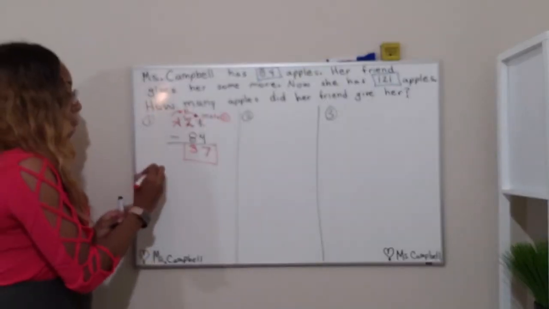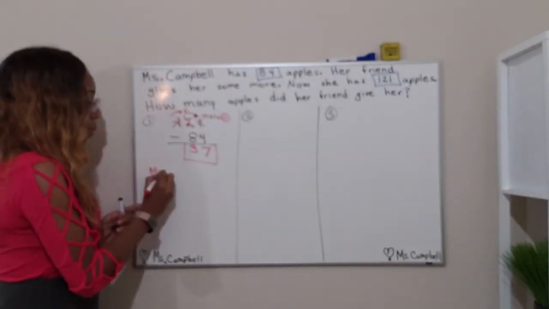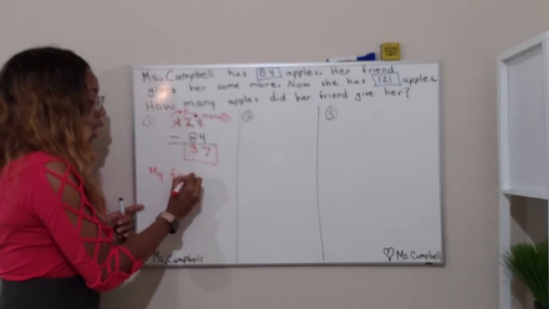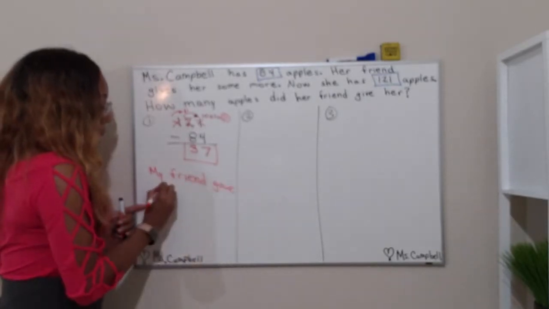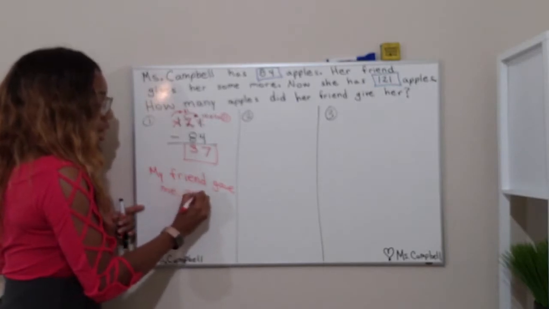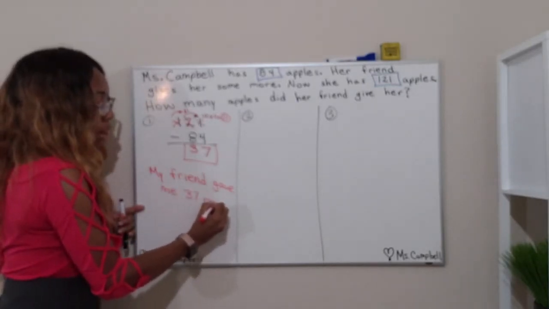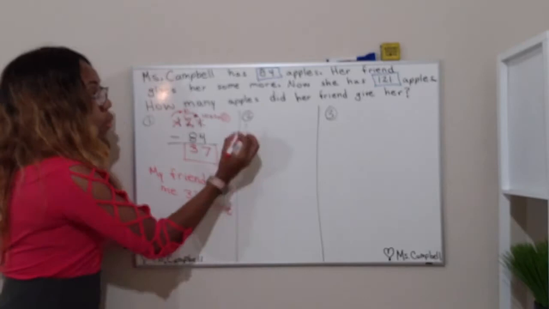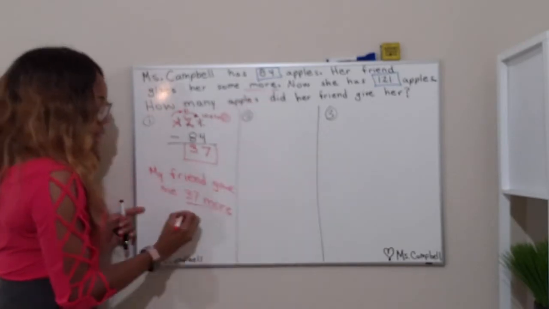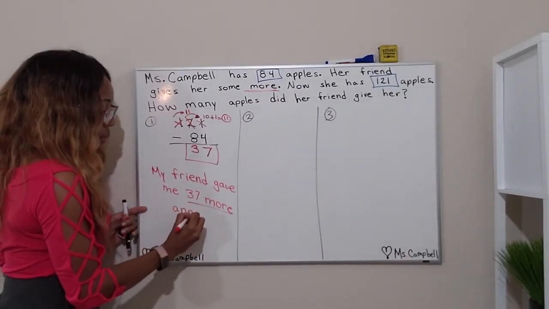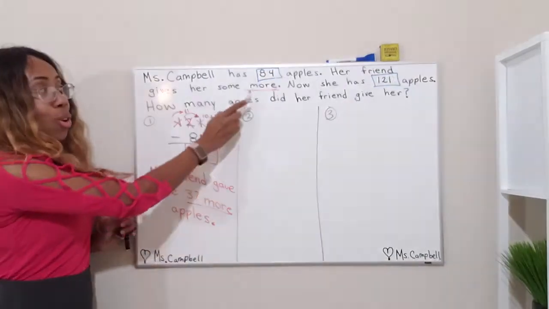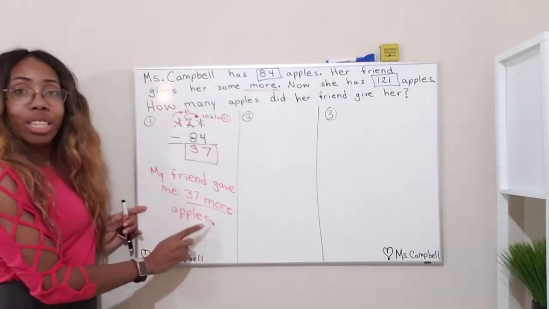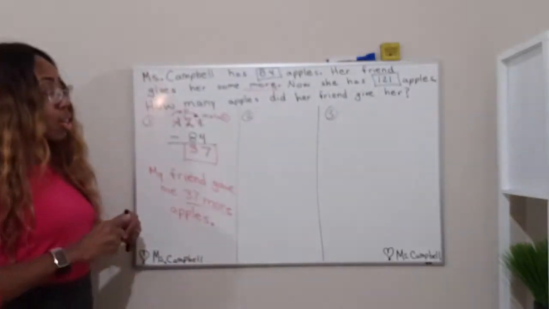So that means my friend gave me 37 more, right? 37 more apples. Correct, right? So we know more. My friend gave me 37 more apples. So we're good with that.